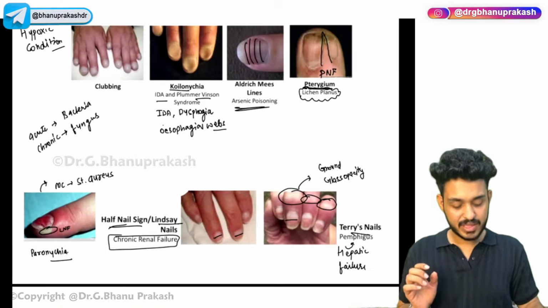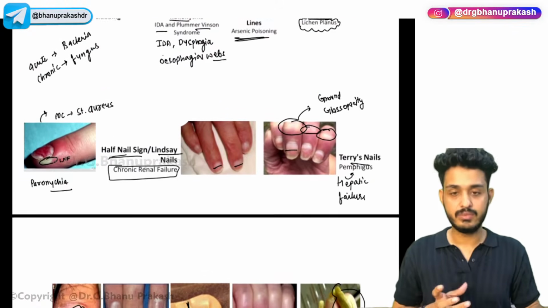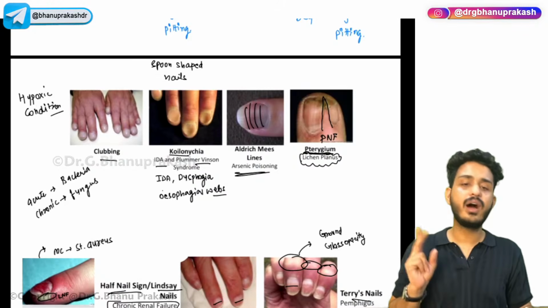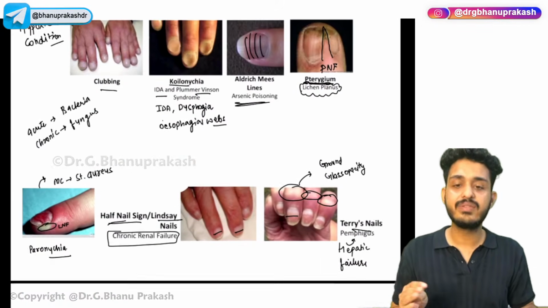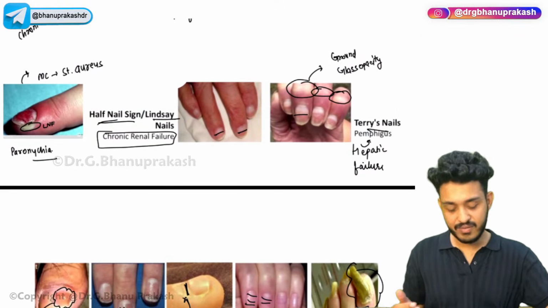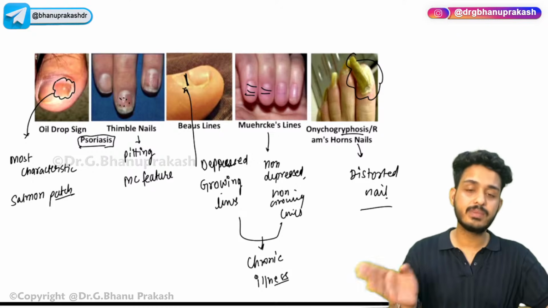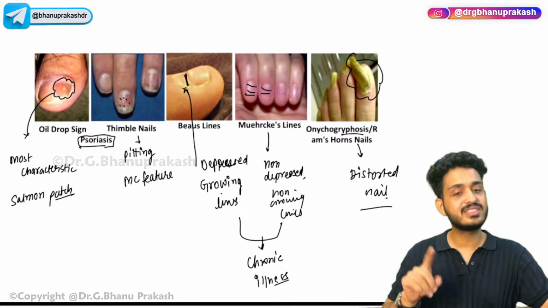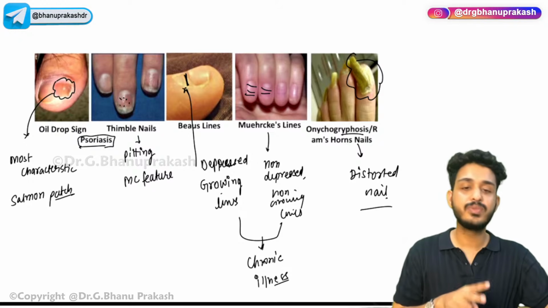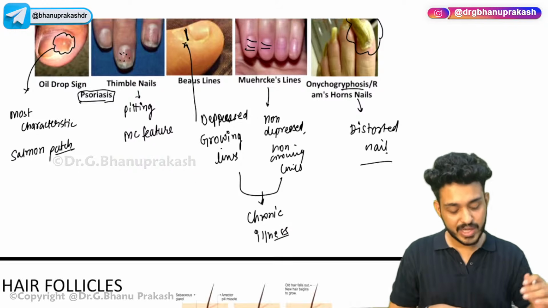So these are some nail pathologies that I have clubbed together. Please try to watch these pictures again. What we have seen: clubbing, koilonychia, Eldridge Meesland, pterygium, right? We have seen paronychia. They have asked you questions on paronychia. We have seen half-and-half nail sign, Terry's nail, salmon patch and pitting. Salmon patch is the most characteristic lesion. Pitting is the most common lesion of psoriasis. Next we have Beau's lines, Muehrcke's lines, and onychogryphosis.